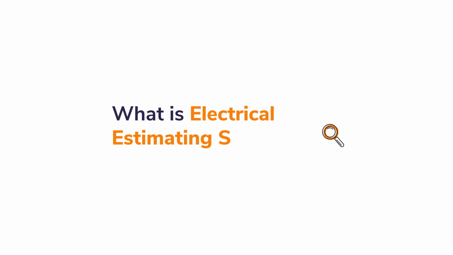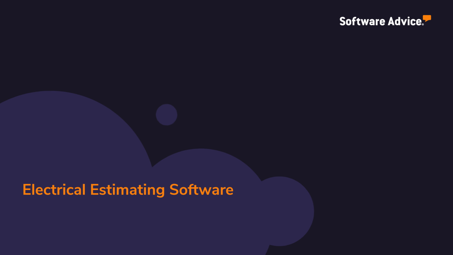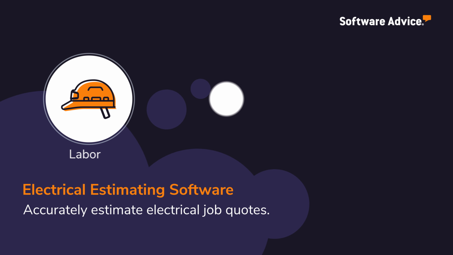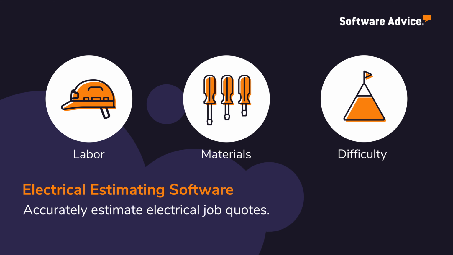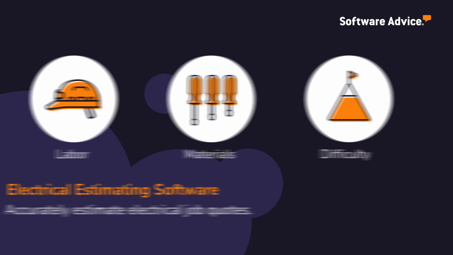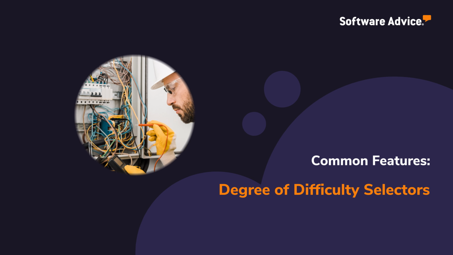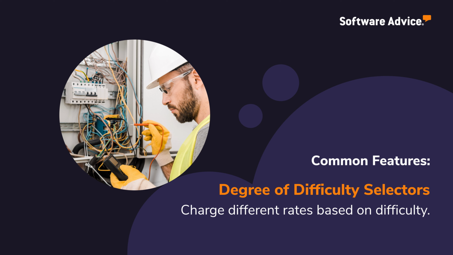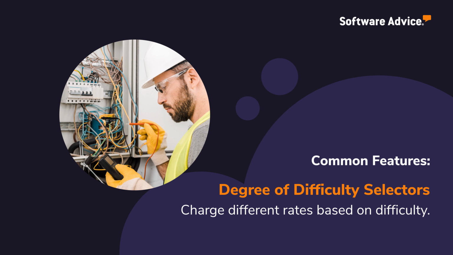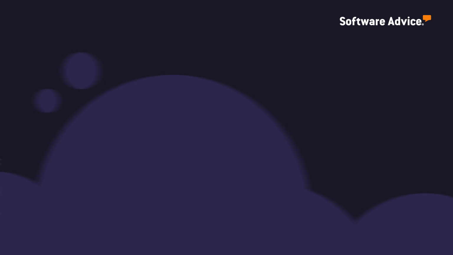What is electrical estimating software? Electrical estimating software helps construction professionals approximate the labor, materials, and difficulty of electrical jobs by utilizing vast databases to create accurate quotes. Common features of electrical estimating software include degree of difficulty selectors, so estimators can charge different rates depending on job or task level difficulty.